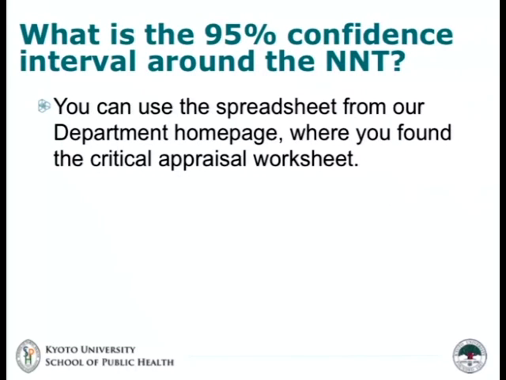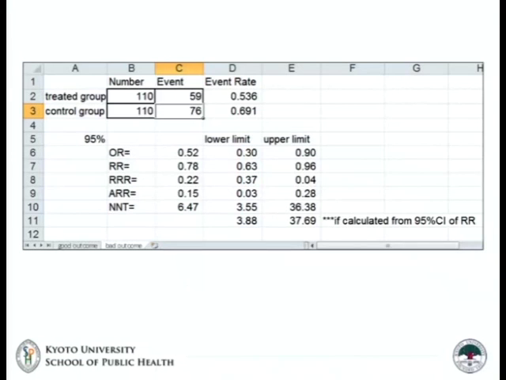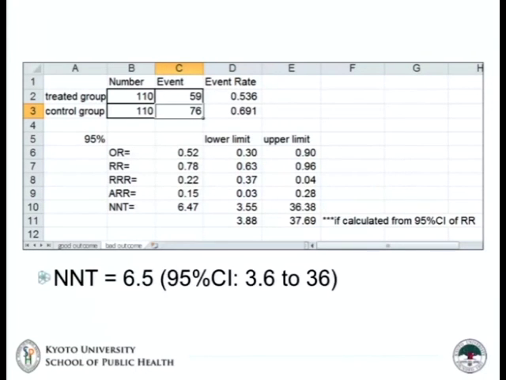The calculation is a bit complicated, so you can use the Excel spreadsheet from our department homepage, where you found the critical appraisal worksheet the last time around. Here it is. By entering the 4 numbers into the thick black line cells, you can get the NNT and its 95% confidence interval instantaneously.